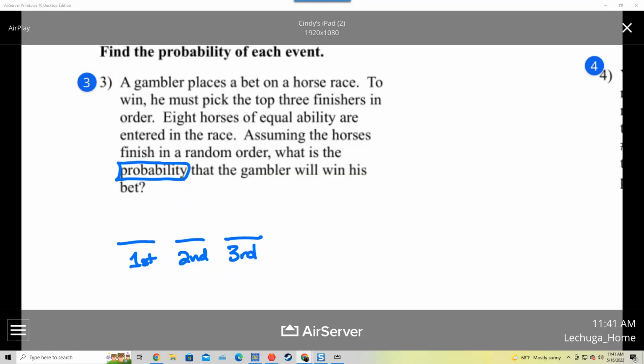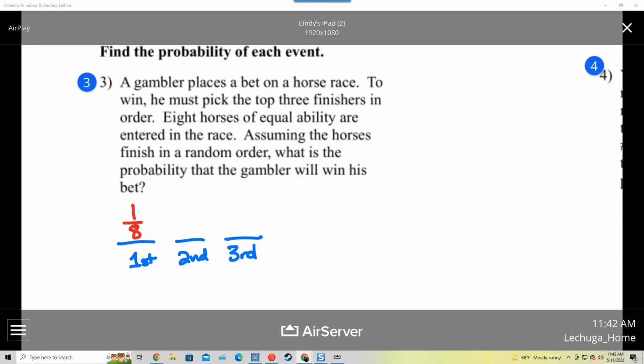So for probabilities, we are going to find probabilities, which means I want to find the probability that I get the first one right, and then I want to find the probability that I get the second one right, and I'm going to get the probability that I get the third one right. So as far as probabilities are concerned, since there's eight horses and I'm just randomly guessing, the probability that I get the first one correct is 1 in 8 because there's only one winner out of eight possible horses.